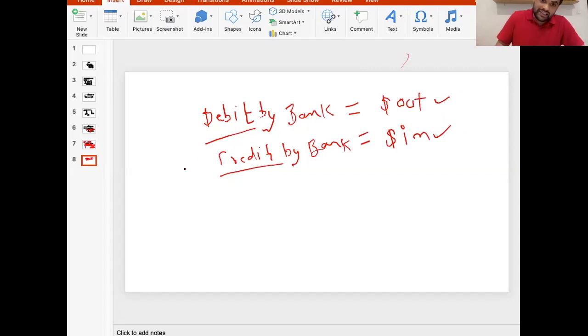So this is exactly opposite from the company's point of view. If $5,000 is a debit, from the company's point of view, a debit means increase, and credit means cash out, all right? But here we are discussing bank accounts and the bank reconciliation statement, debited by bank or credited in your bank accounts. So keep in mind the idea: debited by bank is out, and credited in your bank accounts is in. All right.